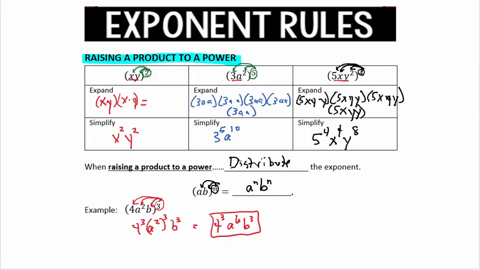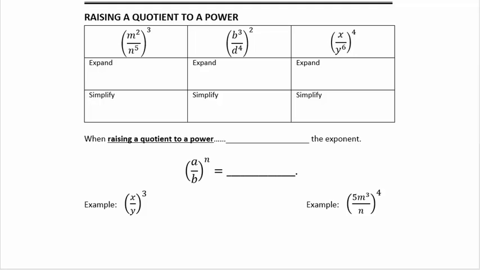Okay, we have one more property we're going to look at, and that is raising a quotient to a power. Remember, a quotient is just a fraction, okay? It's just a division problem. All right, so we're going to look at that the same way we just looked at this last problem with raising a product to a power. So let's look at the first example, or the first one we have here.